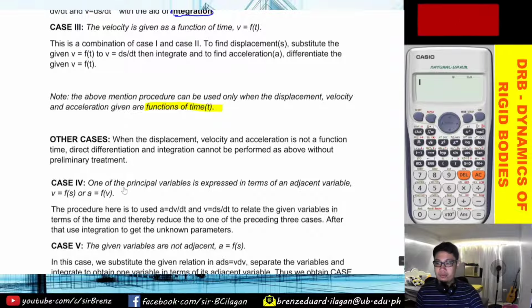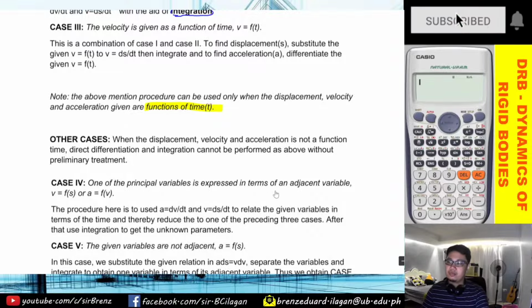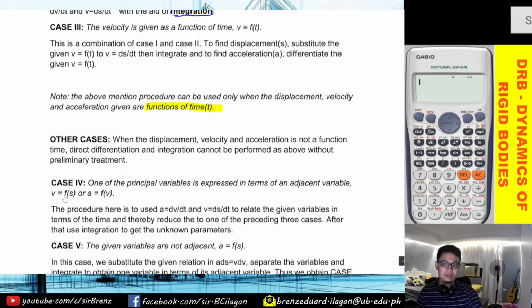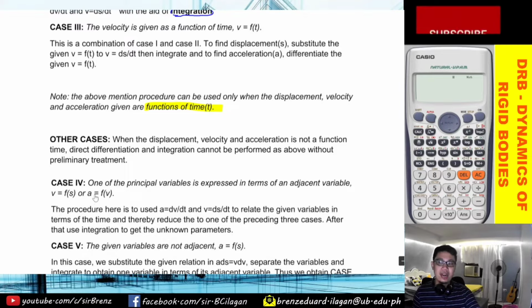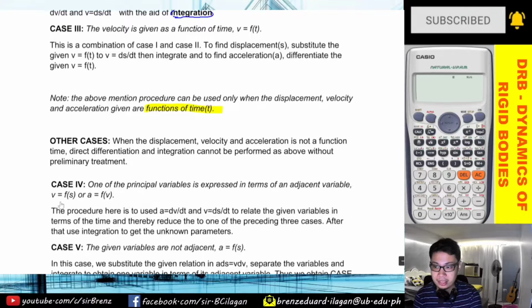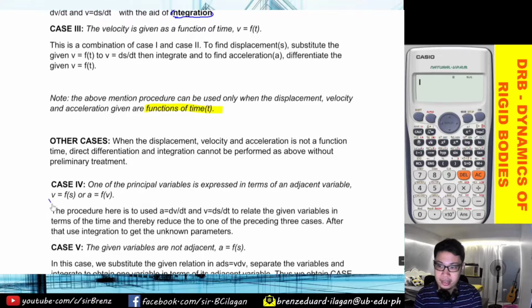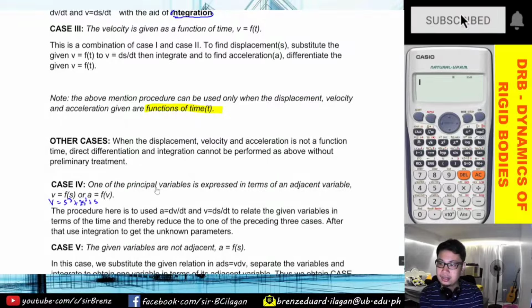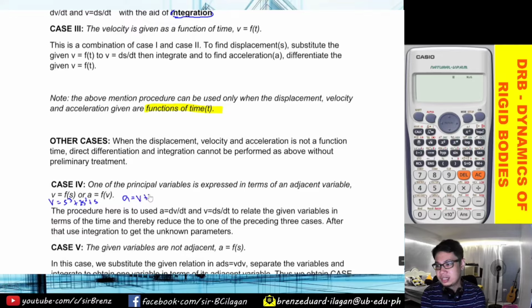So for case 4, one of the principal variables is expressed in terms of an adjacent variable. So for example, yung velocity mo, ang given equation niya is with respect to the function of displacement s. And for acceleration, yung equation na given sa kanya is with respect sa function ng velocity. Or in short, makikita mo dito sa velocity equation, function ng displacement, so may s cubed plus 2s squared plus s. Ito naman sa isa, for acceleration, with respect sa function ng velocity, so pagpalagay natin v plus 3, ganyan.